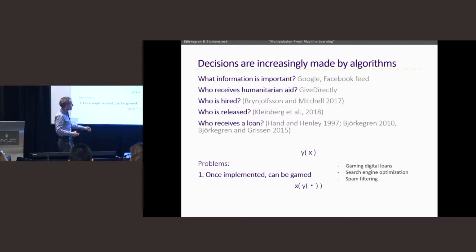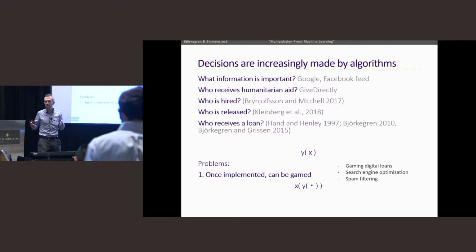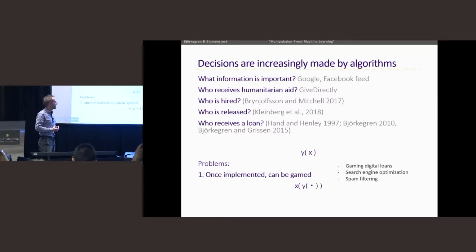And in our examples, obviously, if the scoring rule is based on the number of Facebook friends you have, you might be able to game the system into giving you a loan by adding more friends. Firms spend billions of dollars trying to optimize their position in Google search results. And there's this back and forth war in spam filtering.